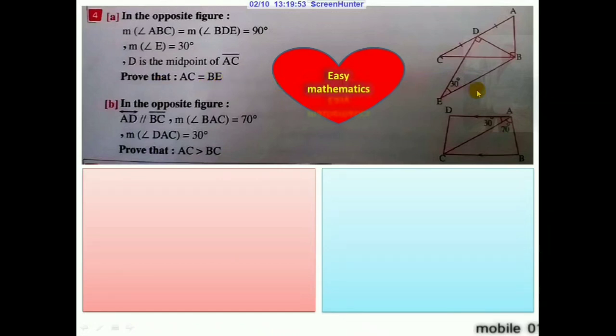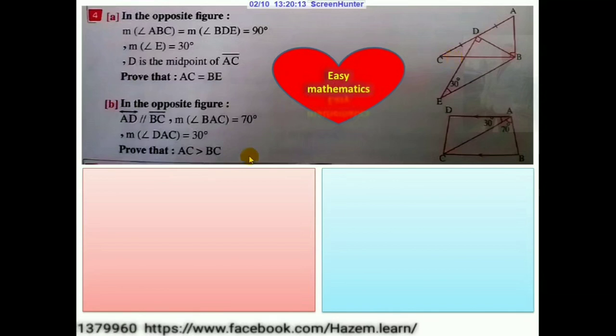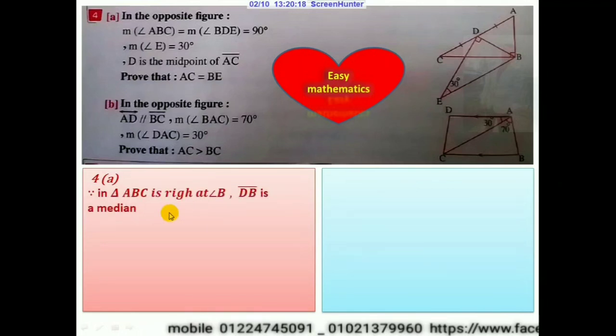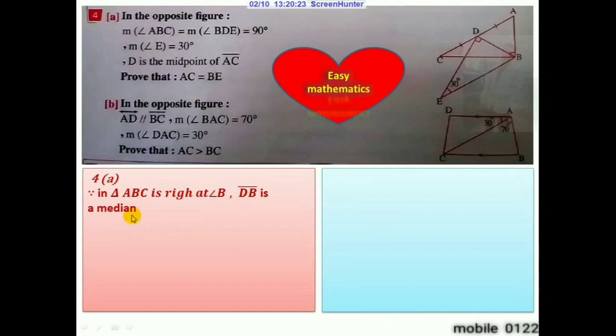As the first time, we must state which is the first triangle which we must start with. I will start with triangle ABC. He gave me here BD is a median. So what do we deduce when BD is a median in right triangle ABC? We deduce that BD equals half AC. So we must write it this way, as we have learned with Mr. Hazem. Since in triangle ABC is right at angle B and DB is a median, therefore DB equals half AC. This is the first rule.